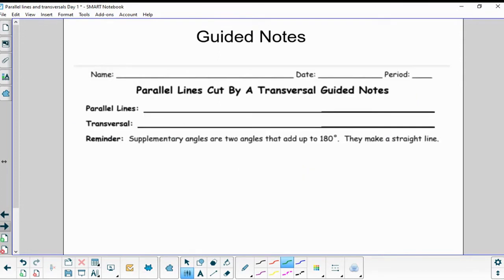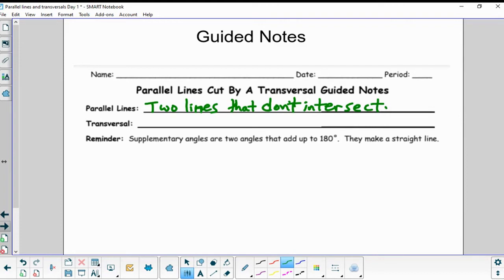If we wrote these little definitions down in your guided notes, this is what they're going to look like. Parallel lines are 2 lines that do not intersect. They can go right along the side of each other, but they never start to curve over and intersect each other. They always stay away from each other and keep going in their own direction.